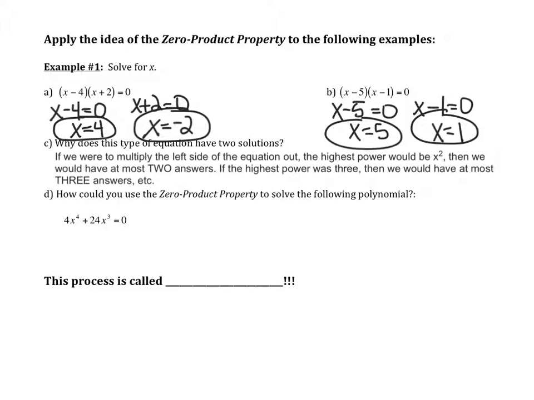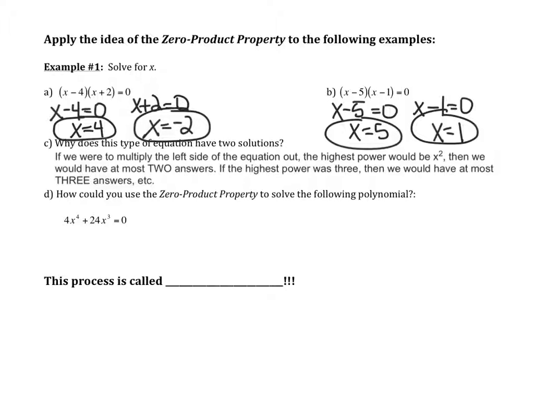So again, why does this type of equation have two solutions? Because if we were to multiply the left side of the equation out, the highest power would be x squared. Because again, x times x is x squared, just like over here, x times x is x squared. So we'd have a power of 2. So if the highest power is 2, then we would have at most 2 answers. If the highest power was 3, then we would have at most 3 answers. If the highest power is 4, at most we would have 4 answers, etc.